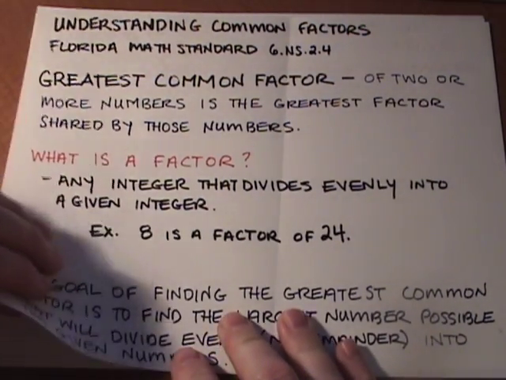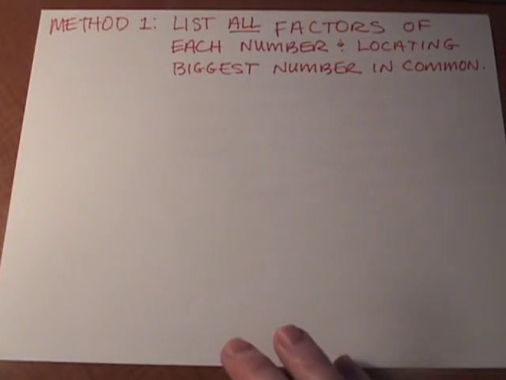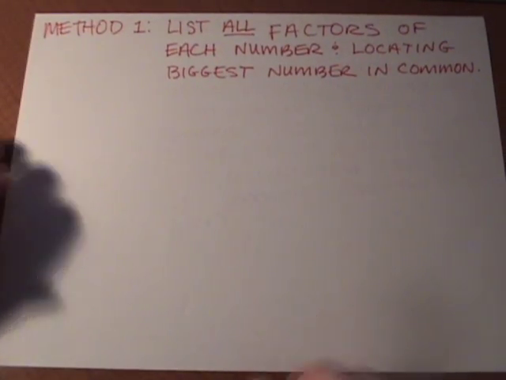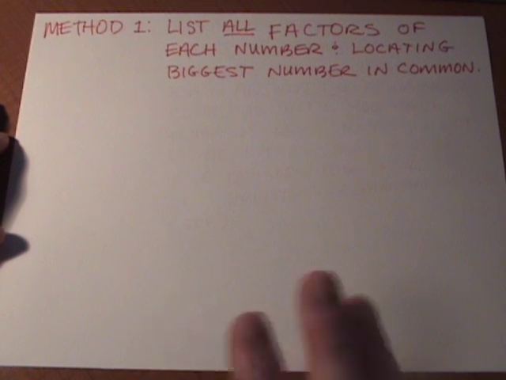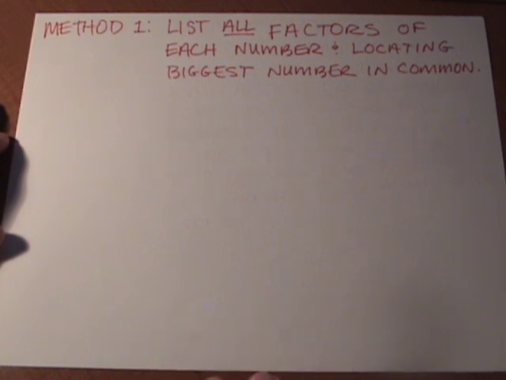So we're going to look at two different types of ways we can find the greatest common factor. And our first method, which is probably the one that if you've done this before, you've seen most often, basically you just list all the factors of each of the numbers and then try to find the biggest one that's in common with all of them.